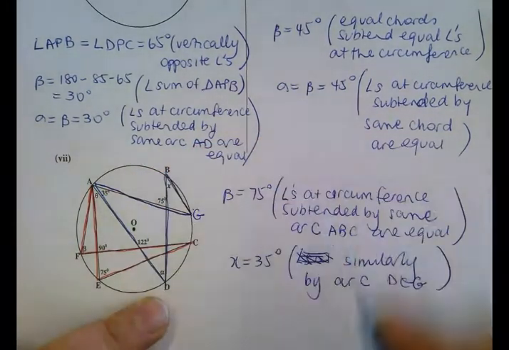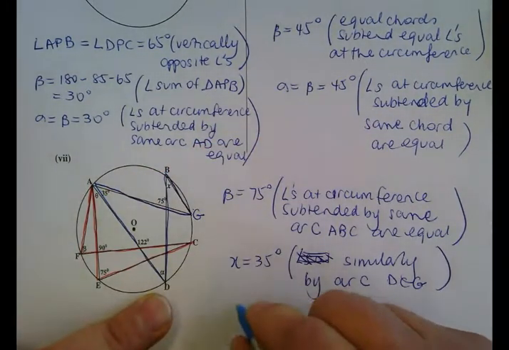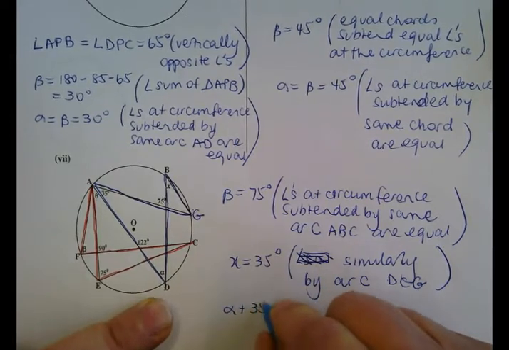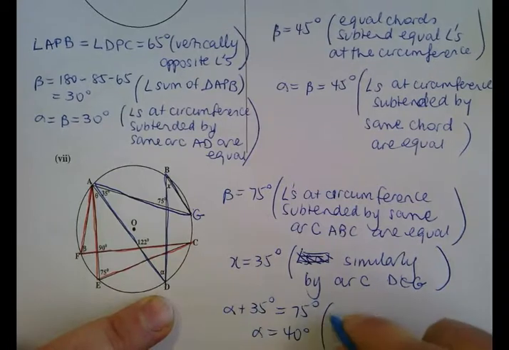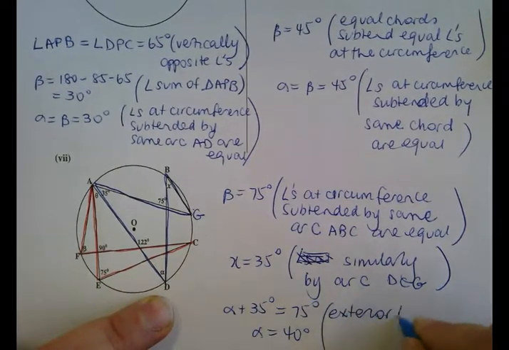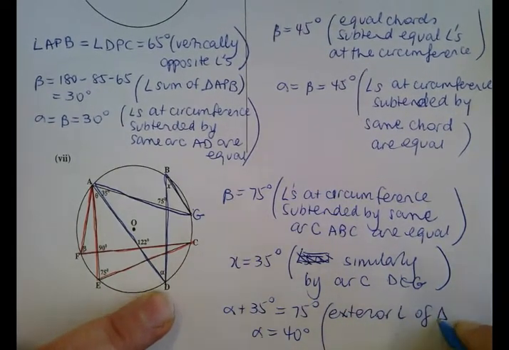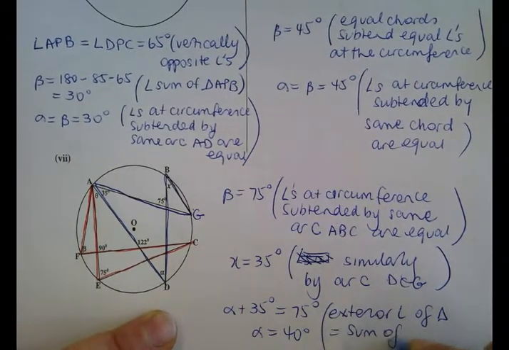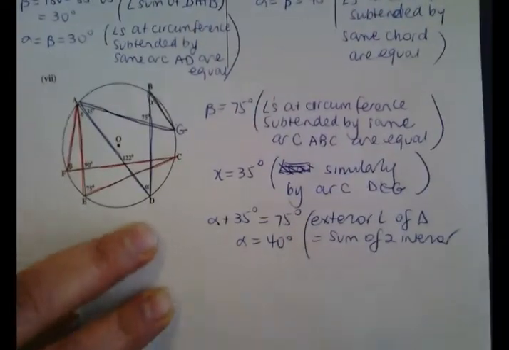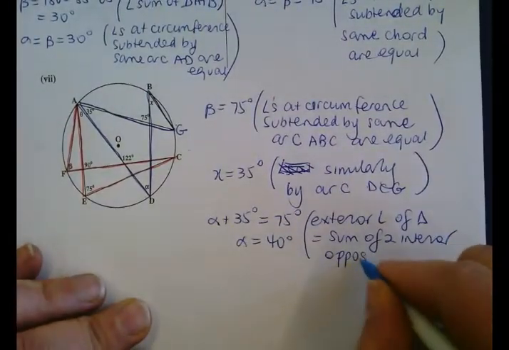Alpha's not standing on an arc. So alpha is the exterior angle. So alpha plus 35 degrees is 75 degrees. So alpha is 40 degrees. The exterior angle of triangle equals the sum of the two interior opposite angles.